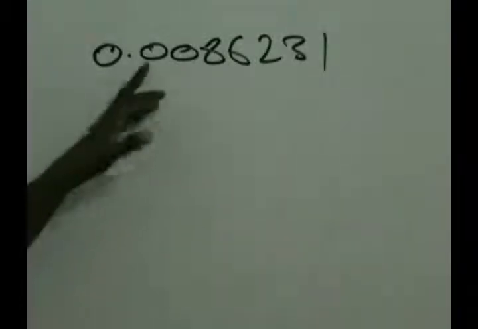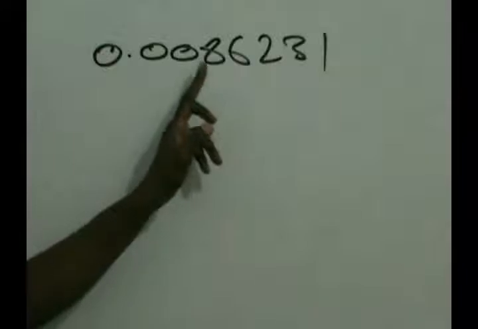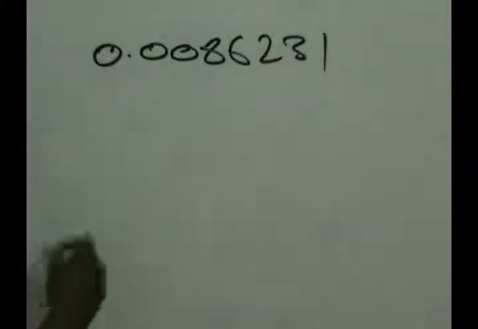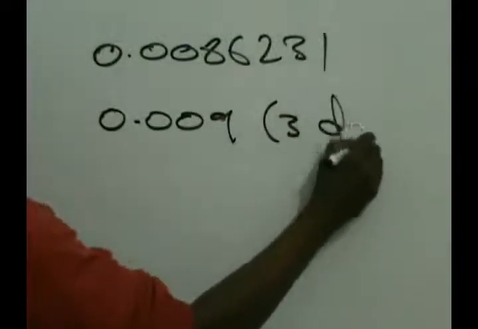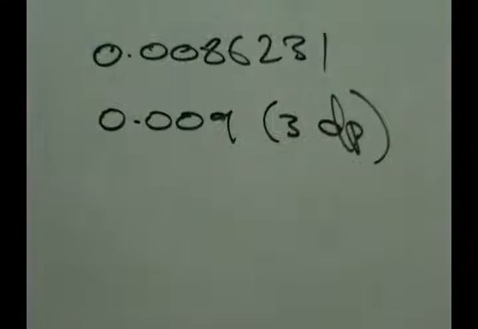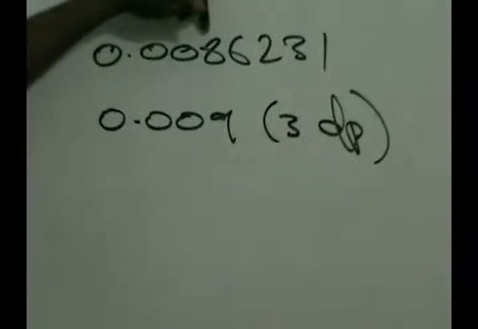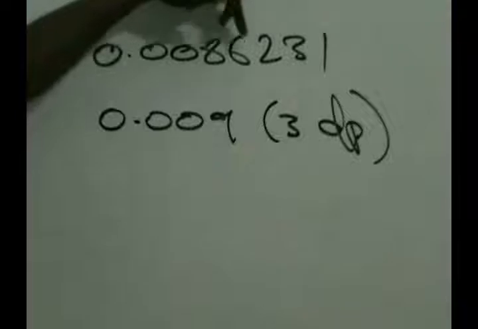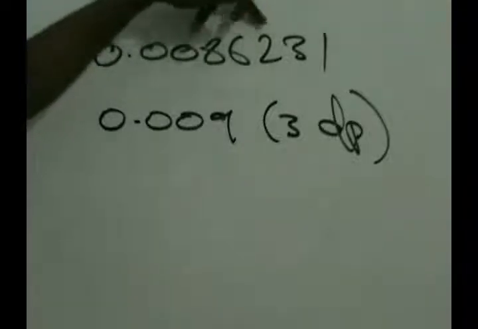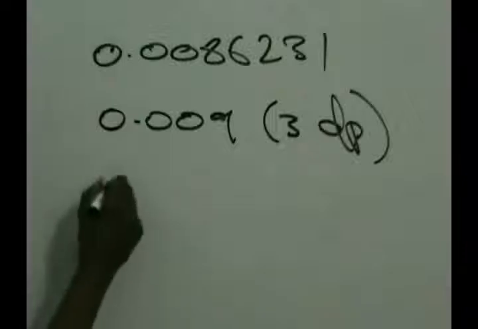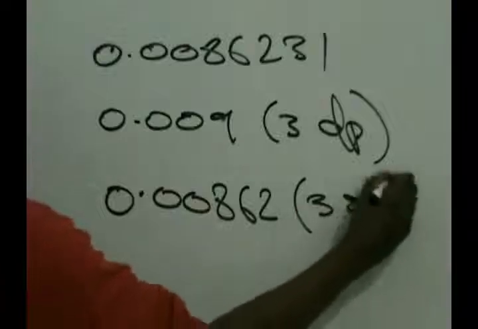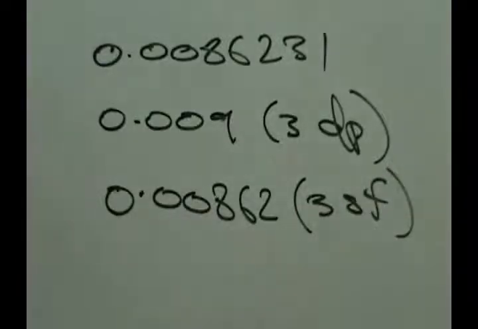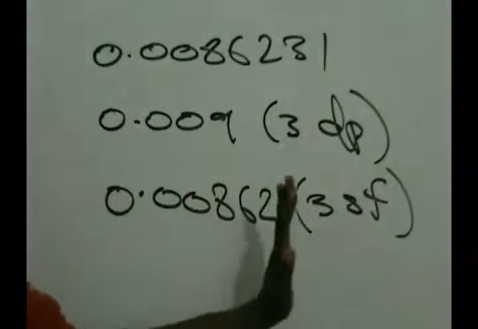So your first decimal place is 0, second decimal place is 0, third decimal place is 8. 8 followed by a 6 will give you a 9, so that will be 0.009 to 3 decimal places. Significant figures now. First significant figure is 8, second significant figure is 6, third significant figure is 2. 2 followed by a 3 will remain a 2. So this will be 0.00862 to 3 significant figures. Alright? So again, you see the difference between decimal places and significant figures.